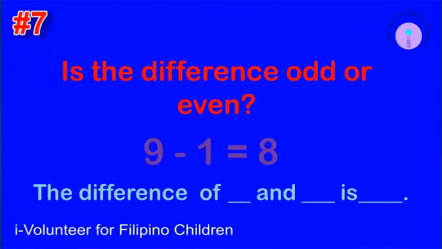Item number 7. Is the difference odd or even? The difference of 9 and 1 is even. Kindly repeat.